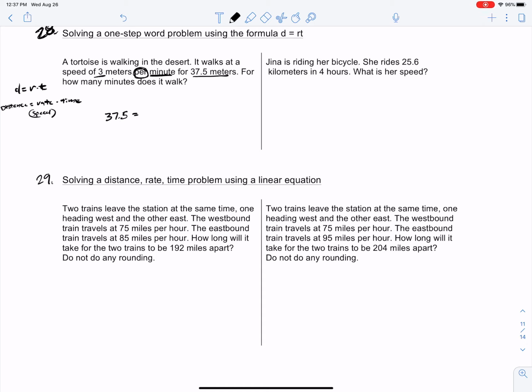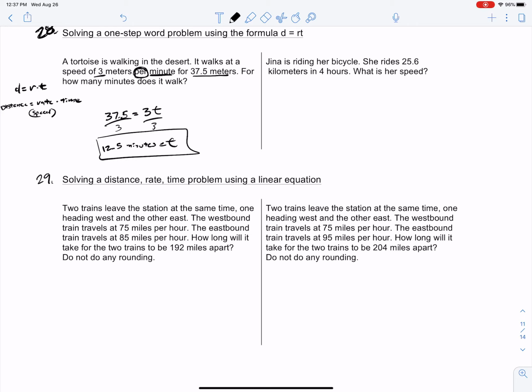37.5 meters equals, what is our rate? Well, it's saying that the tortoise is walking 3 meters per minute, right? What is time? Minutes. 3t. 3 times t, right? T is number of minutes. And then we solve from there. We just need to divide by 3, divide by 3. You get 12.5 minutes equals t. Meaning it took 12.5 minutes for that tortoise to walk 37.5 meters.